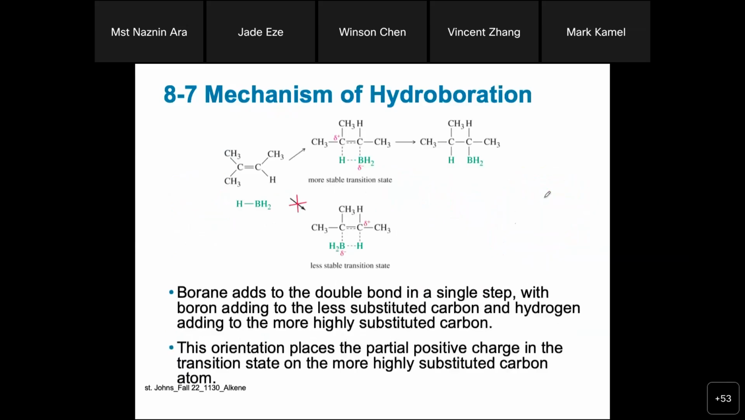Now, mechanism of hydroboration. Let's look here. As we know, it will follow the anti-Markovnikov. You can see that this is the tertiary carbon, this is the secondary. According to Markovnikov, here should be the proton and here should be BH2. But this is anti-Markovnikov, so it does the flip. So here will be the BH2 and here will be the H eventually. Okay, this is the transition state and this is the final state. So boron adds to the double bond in a single step, with the boron adding to the less substituted carbon and hydrogen adding to the more highly substituted carbon.